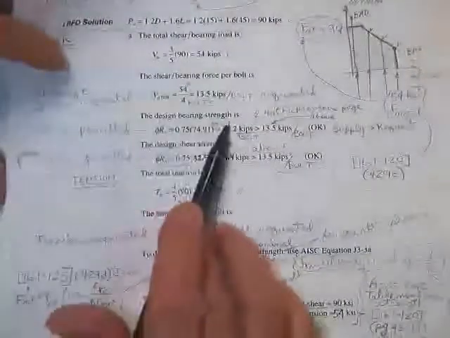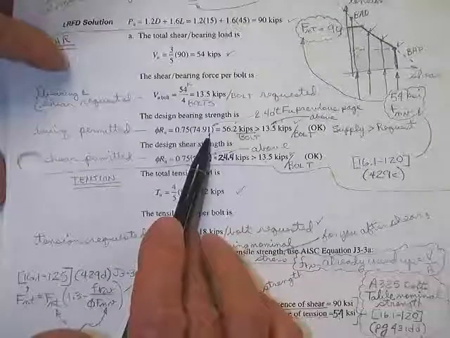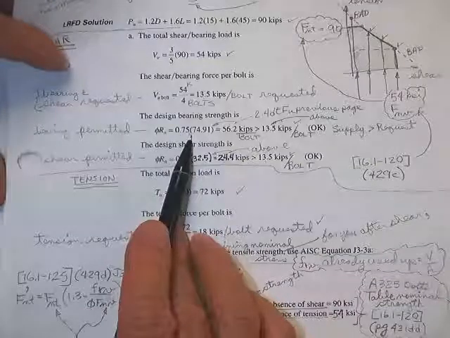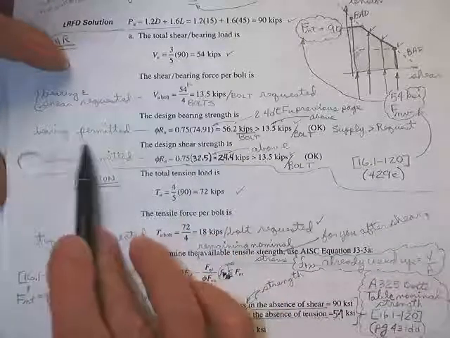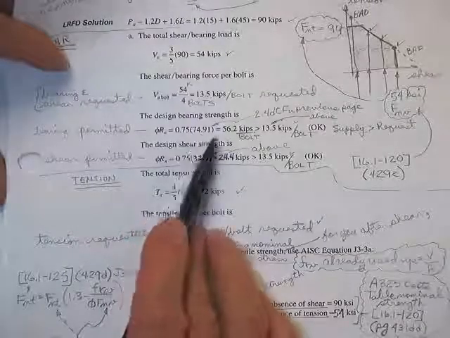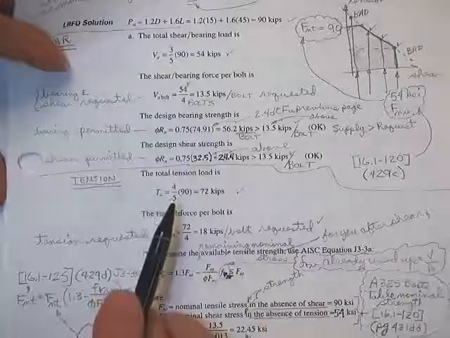The design bearing strength was, we had 74.91 off the previous page, nominal. We have to put the phi in there to see what's permitted. This is the bearing permitted, phi times our nominal, 56.2 kips, well over what you need.